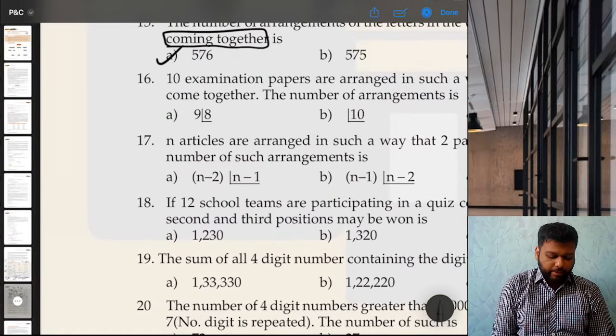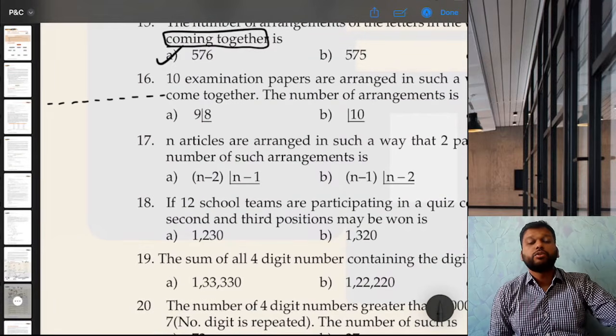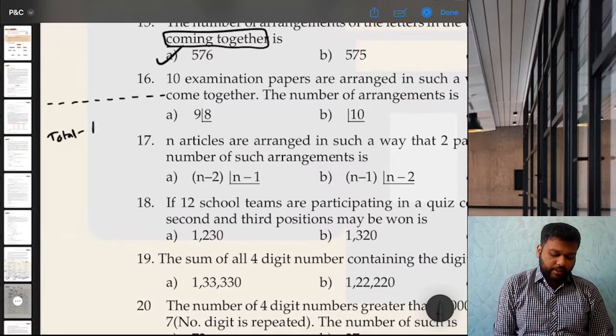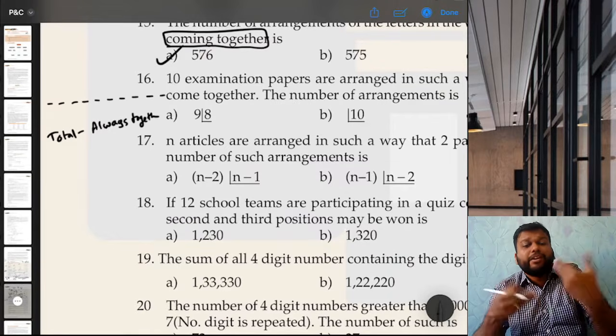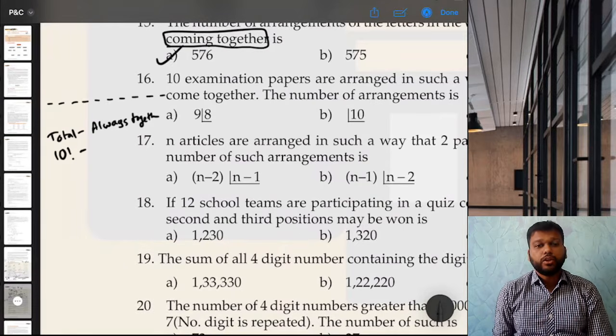So there are 10 papers like this: 1, 2, 3, 4, 5, 6, 7, 8, 9, 10. We want 2 papers to never come together. So what we'll do instead is, we'll take total ways minus always together. Total ways minus always together will be never together, right? Total ways will be what? 10 factorial minus always together.